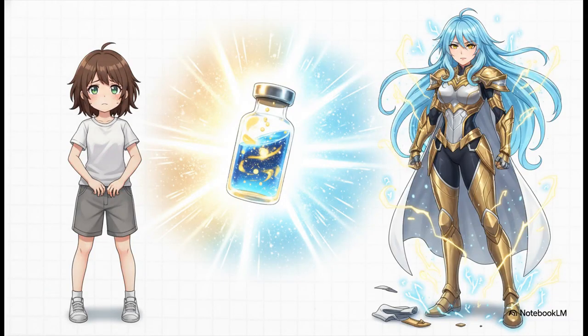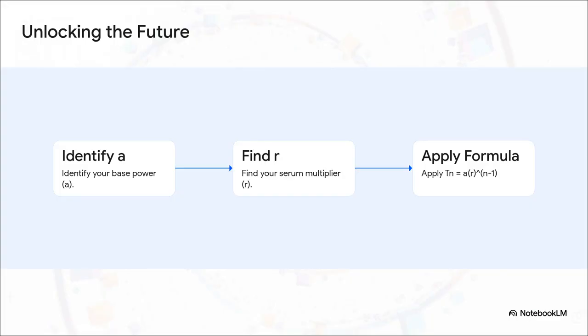Because hey, every hero needs a starting power level, right? In the source material, this is known as the first term, a. But the real magic? That happens with the super serum multiplier, the common ratio, r. This r value is exactly what exponentially scales your abilities from a basic sidekick all the way up to a savior. So, the absolutely crucial point here is knowing how to calculate your strength ahead of time.